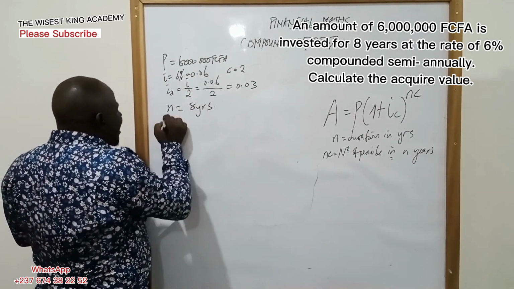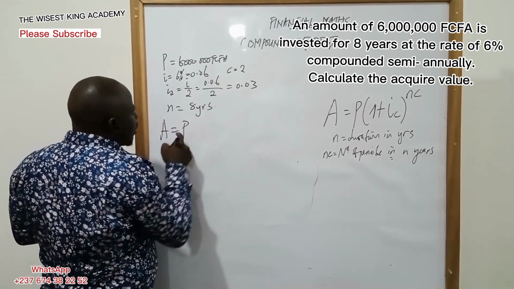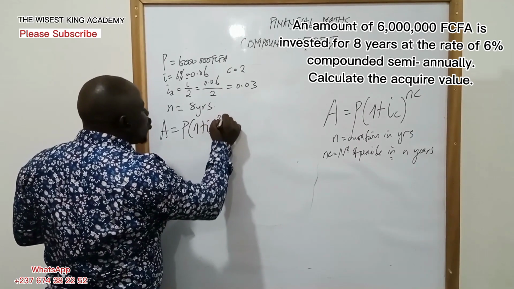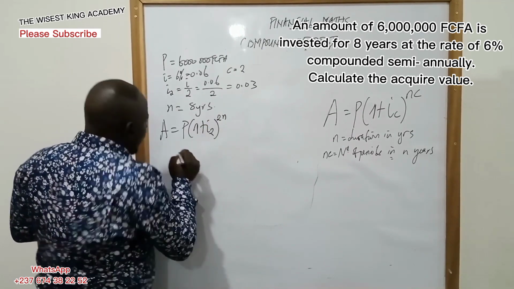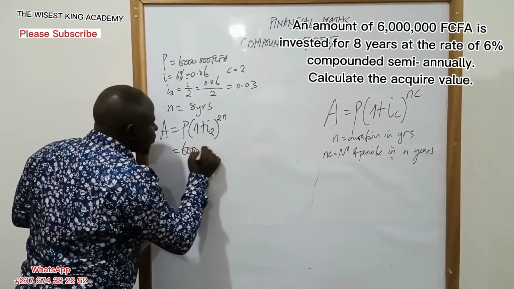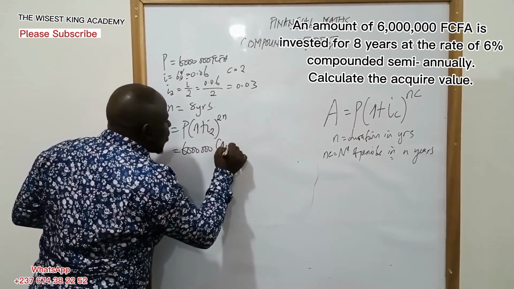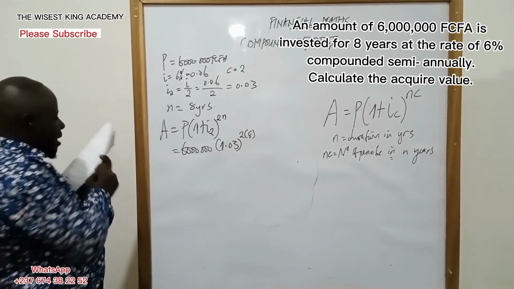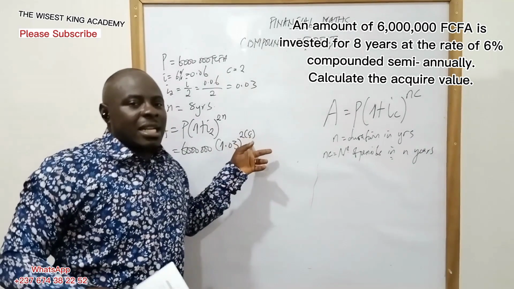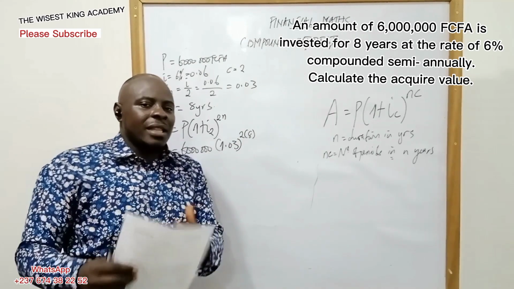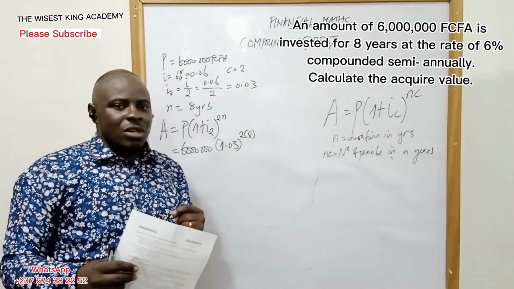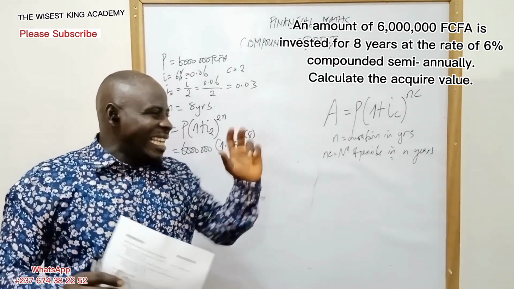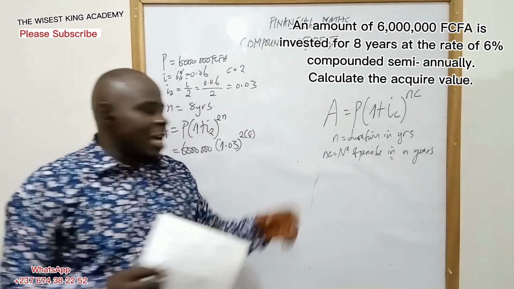So let's put down our acquired value formula. This will be P into 1 plus I2 raised to the power 2N. So this is going to be 6 million into 1.03 raised to the power 2 times 8. The 2 times 8 here is going to be 16 semesters, because in every year there are 2 semesters. So the number of semesters in 8 years is actually 16.